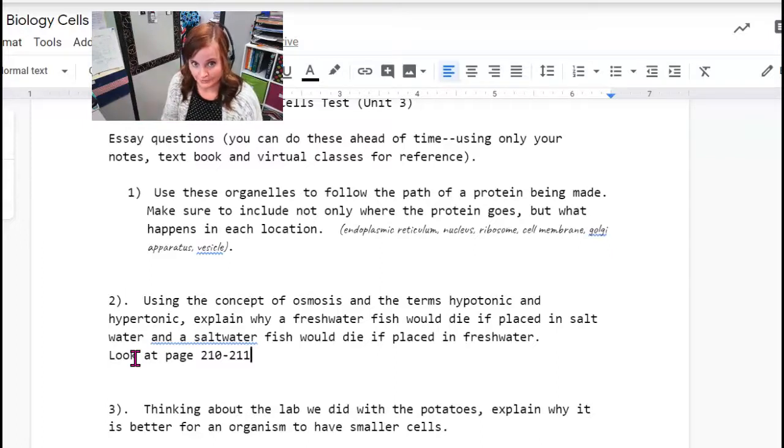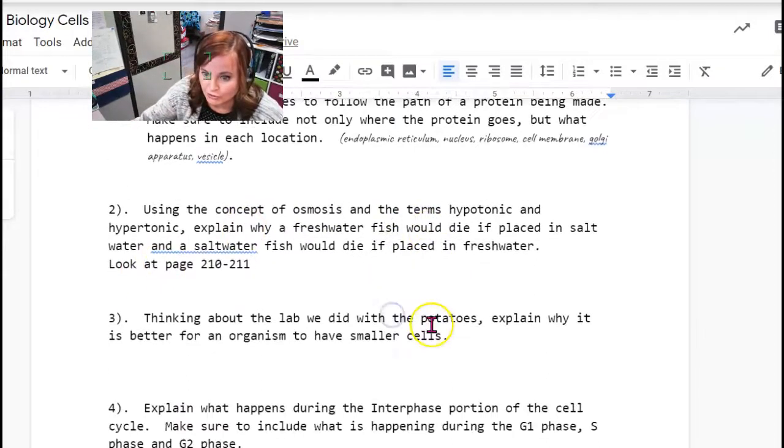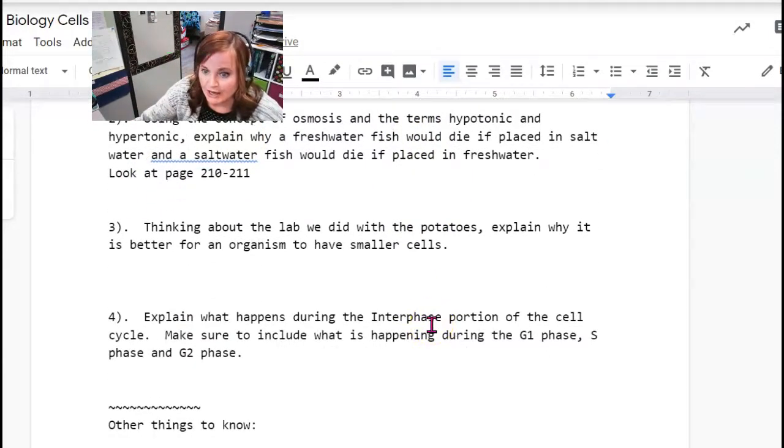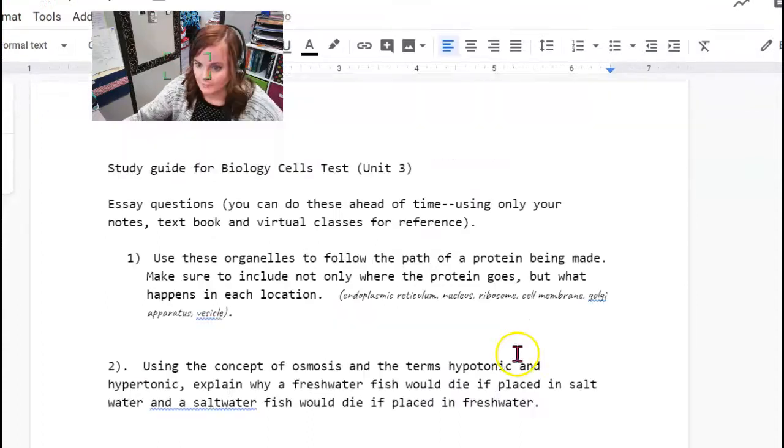If a freshwater fish is adapted to living in fresh water, it would have a lower concentration of salt inside of the fish than the salt water you would place it into. So keep that in mind when you're discussing the answer to question number 2. Looking at pages 210 and 211.